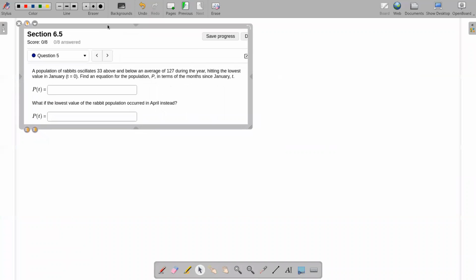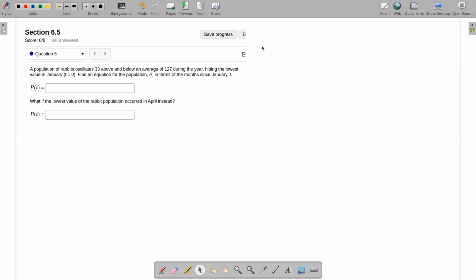All right, so what should we do? We should draw a picture. Good idea. All right, so we oscillate 33 above and below an average of 127. So they're giving me the average, the midline. Okay, that's cool. Let's actually take some notes and we'll draw it.